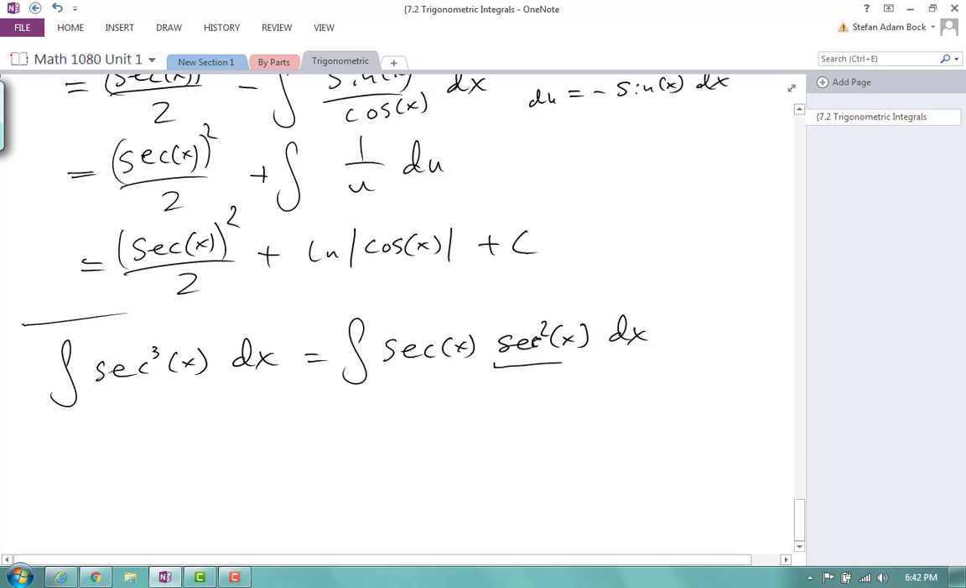The secant squared of x, I can take the antiderivative of that just fine. But the secant of x, I can't take the antiderivative of quite so easily. So I'm going to let my u be regular secant of x, and my dv is going to be secant squared of x dx. Leaving me with a du equal to the derivative of secant, which is secant times tangent dx, and my v is equal to tangent of x.